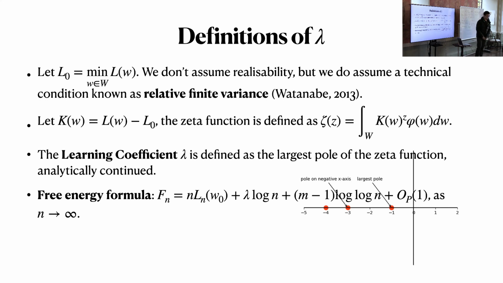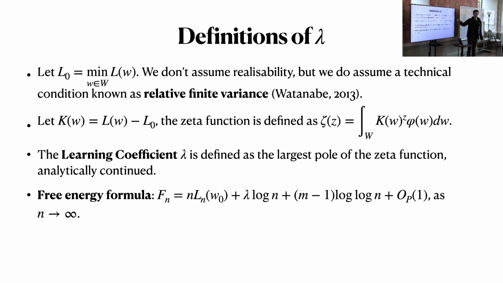Can the poles accumulate? No, because this is a meromorphic function. Otherwise, it would not be a meromorphic function. Yeah. So under some assumptions, you can analytically continue. Some assumption on K. Yes. Okay.